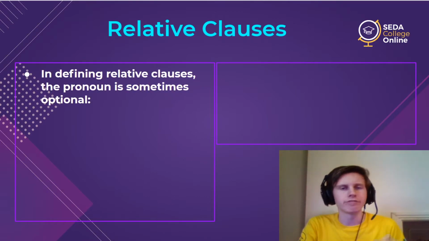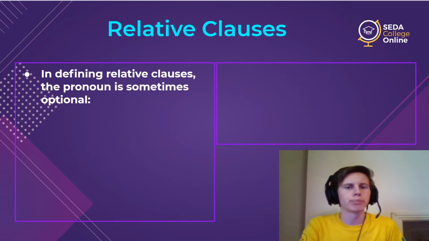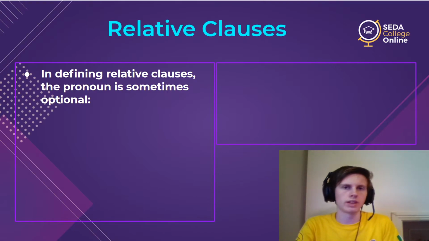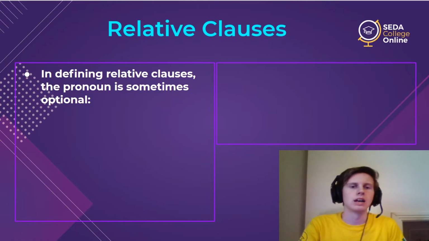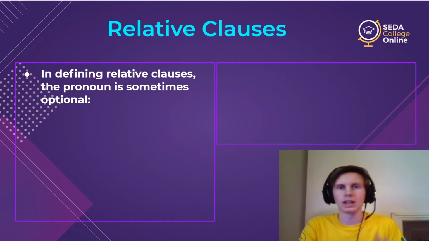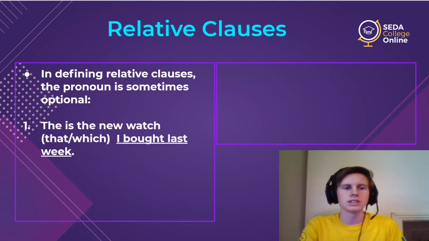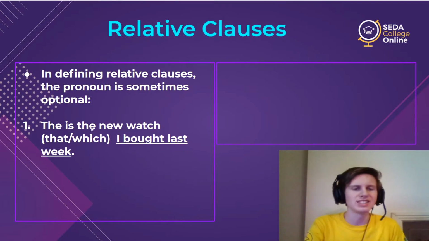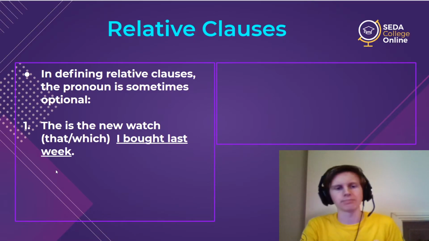Also, in a defining relative clause, the pronoun is sometimes optional. You might know this already. You might hear how sometimes English speakers will say that or they will not say that. Well, the rule is based on the relative clause. So let's look at this first example. This is the new watch that I bought last week. I should say this. This is the new watch I bought last week.